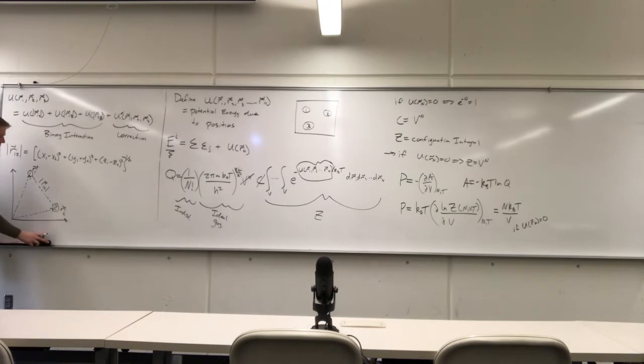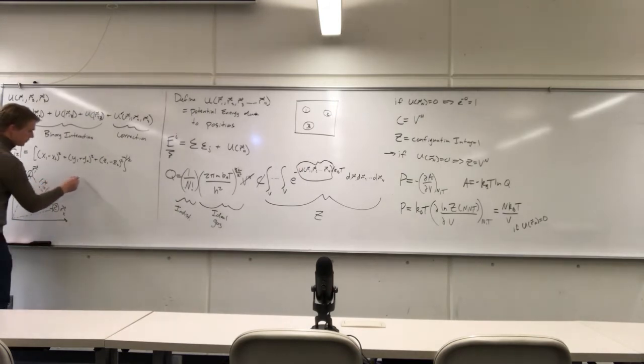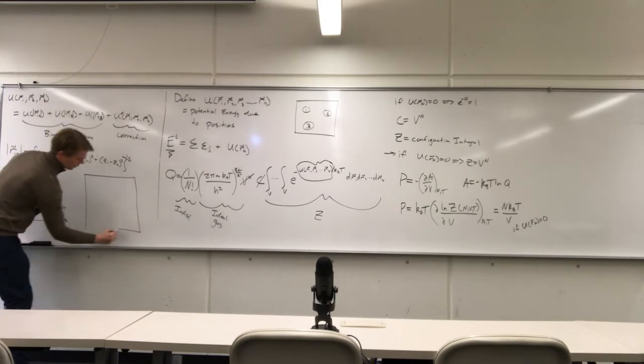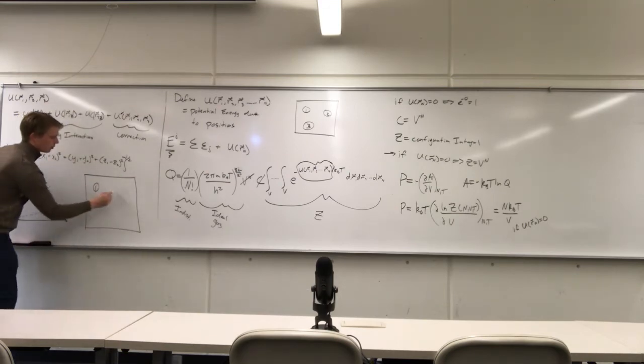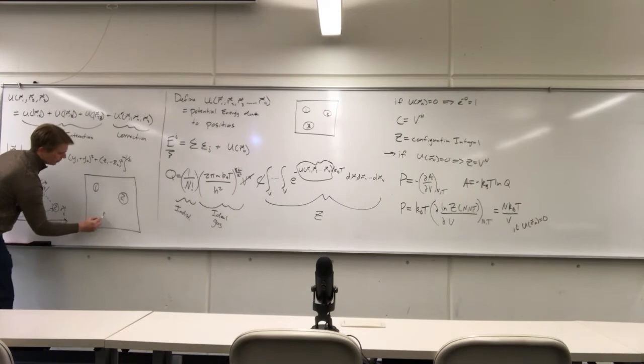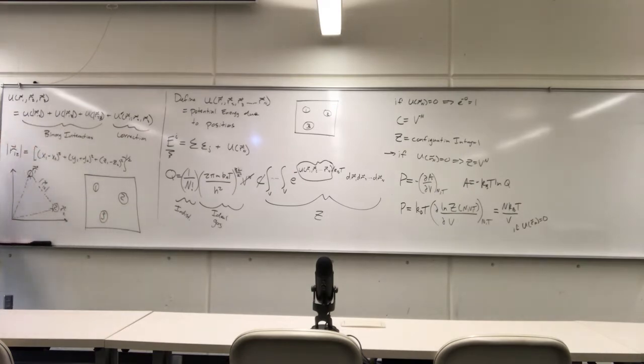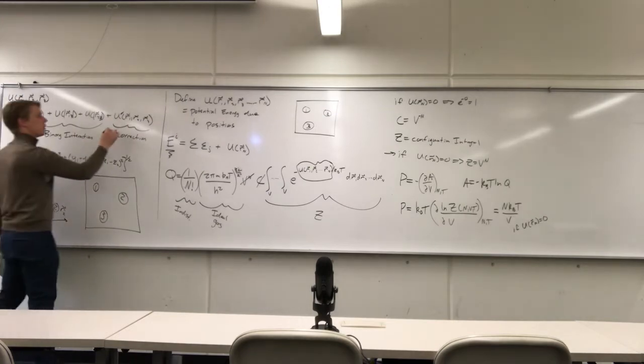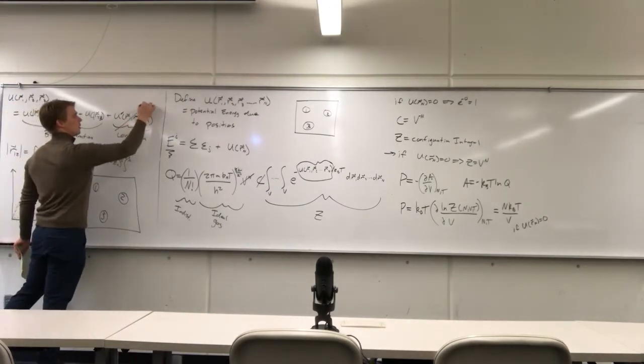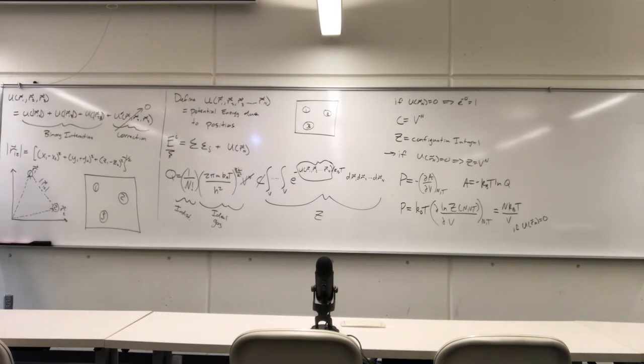So what we're saying here is that if we have a collection of particles, particle 1, 2, particle 3. In this approximation, we're going to say that this term is 0. This is the pairwise additivity assumption.